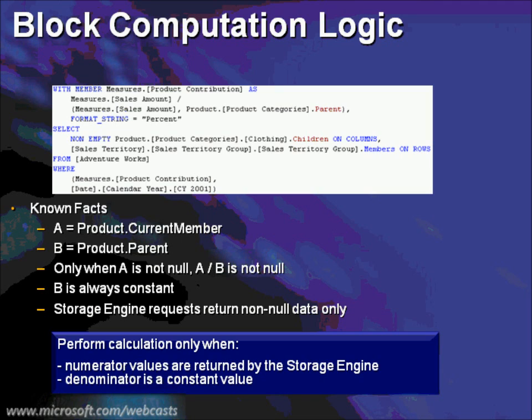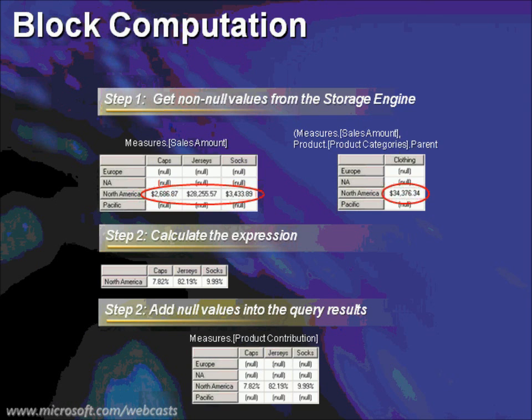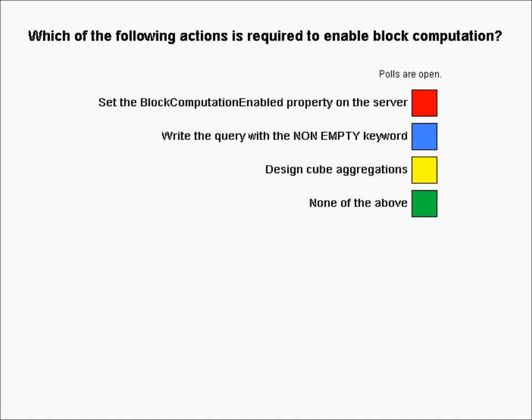Let's look at the same calculation as a block computation. If we look at the same calculation running under Analysis Services 2008 using block computations, the first step is to get the non-null values from the storage engine. There are only 4 non-null values retrieved in this example. Then the expression is calculated as shown here. Finally, the null values are added back to the query results. Overall, it only took 4 lookups to perform this, compared to the 16 lookups performed back when we did this in 2005.